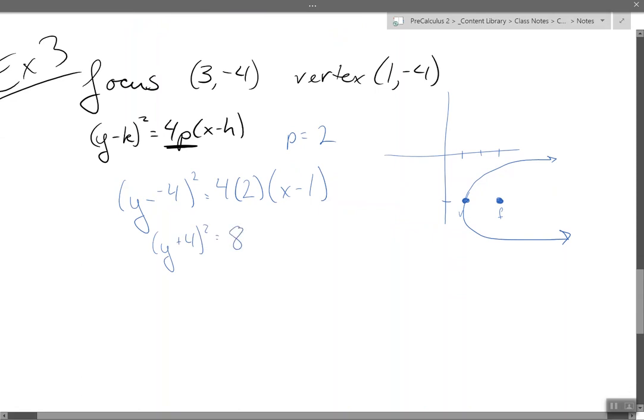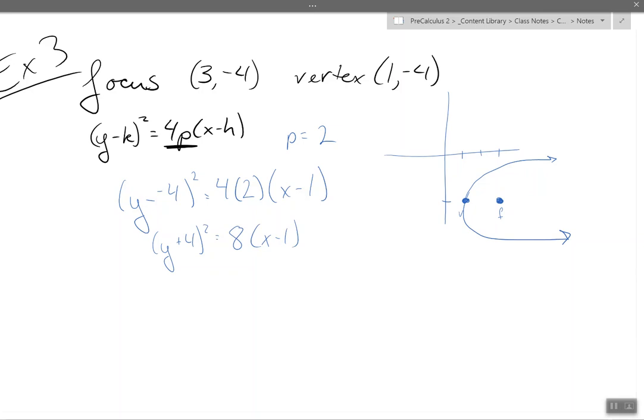4 times 2 is 8. X minus 1. That's it. Again, that's probably the simplest version of this we could ask for, the quickest to find, and there's really no algebra involved, just a tiny bit of arithmetic and basically plugging in a couple of pieces.